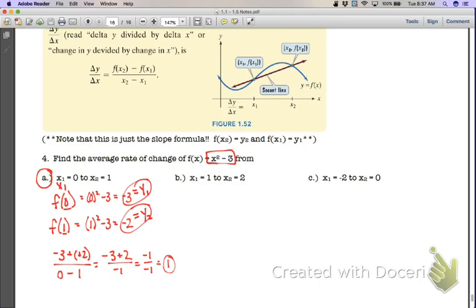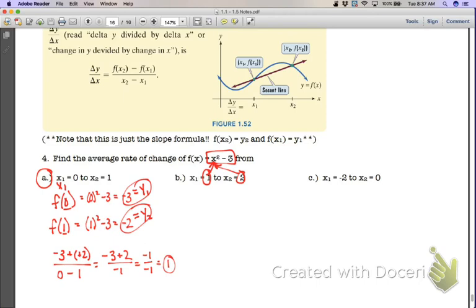We would do the same thing if we went from 1 to 2, or if we went from negative 2 to 0. Okay, you just take whatever this value is that you have right here, and you plug it in there, and we do the same thing again to get our y values. Okay, x sub 1 and x sub 2 are just x values. You're just going to plug them into the function that they give you to find your actual y value on whatever function we're dealing with.